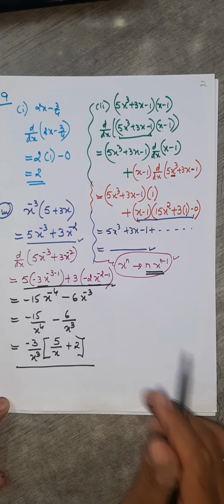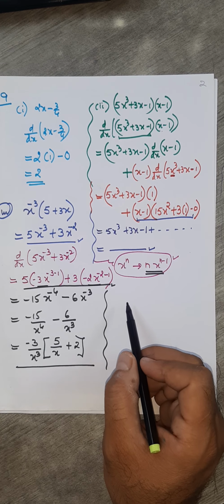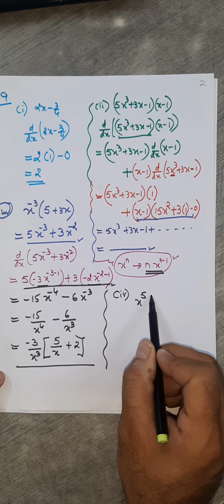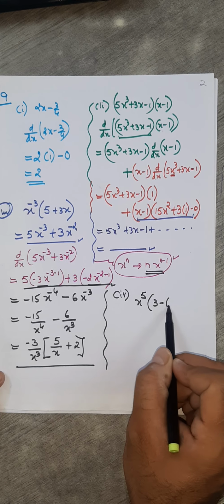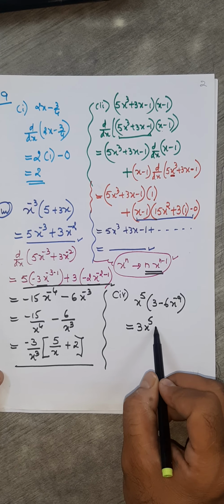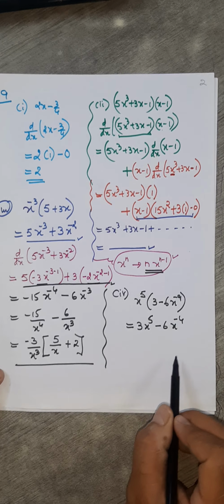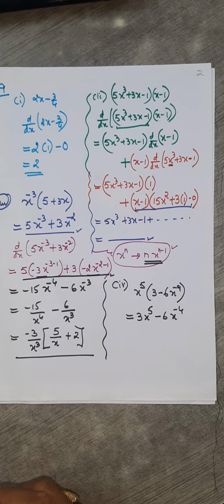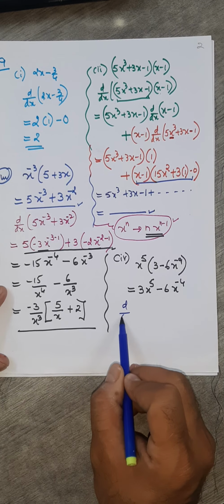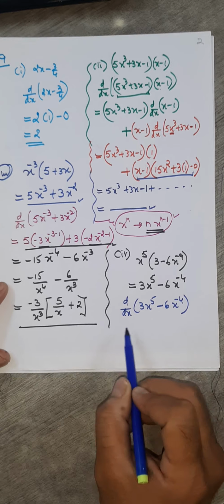Let's see the next. What about next one? Fourth is just the same question. I'll be having here x raised to 5 3 minus 6 into x raised to minus 9. So this is 3 into x raised to 5 minus 6 into x raised to minus 9 plus 5. So you have minus 4 power. Now we just differentiate it. We are differentiating this. So I'll write here d by dx of 3 into x raised to 5 minus 6 into x raised to minus 4.